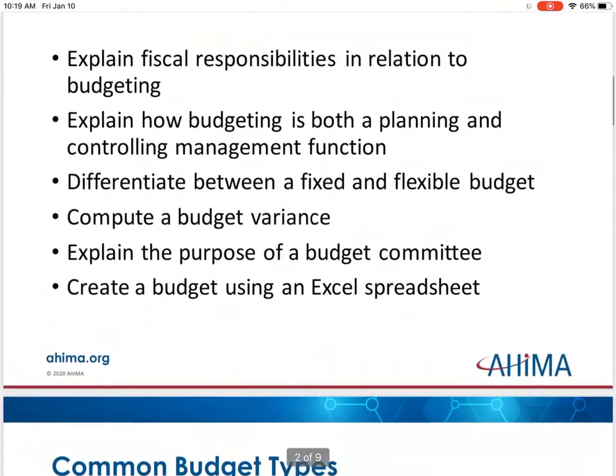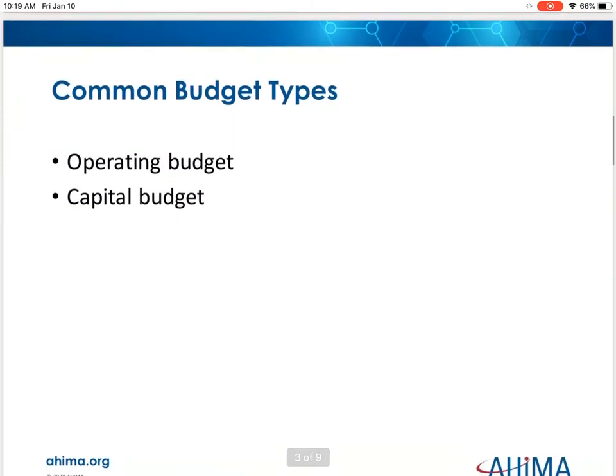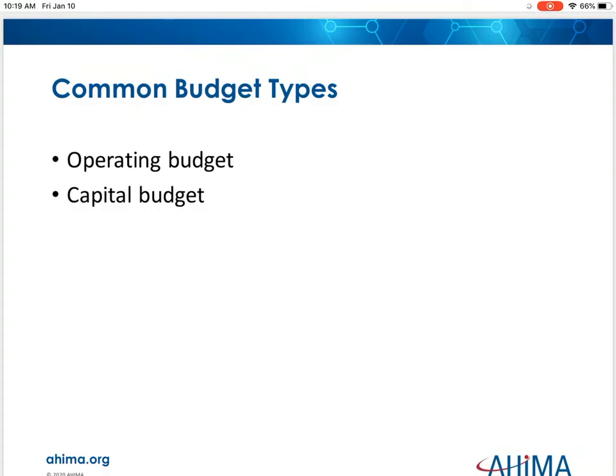So let's look through our slides here. We first start out talking about some common budget types, and our first common budget type is the operating budget. The operating budget summarizes the anticipated expenses for an HIM department's routine day-to-day operations. So think about that as your own personal monthly budget. You budget money for, again, things like rent, groceries, gas, your cell phone, anything that you're going to need to pay for each month. That's going to be a line item in your budget.